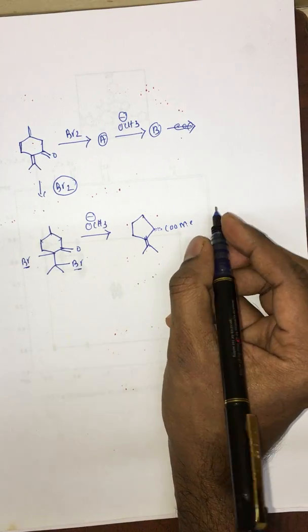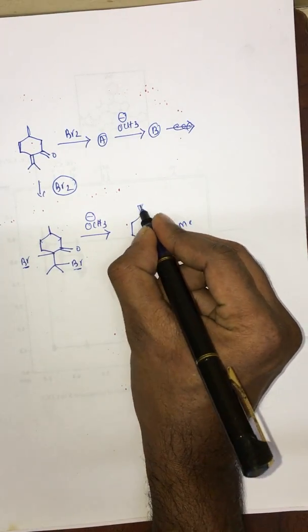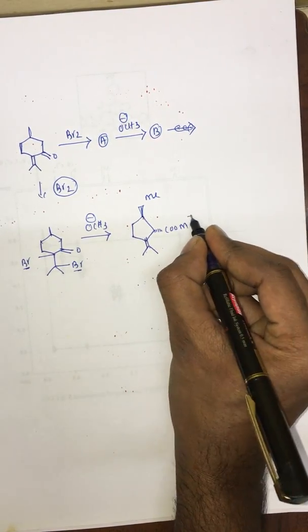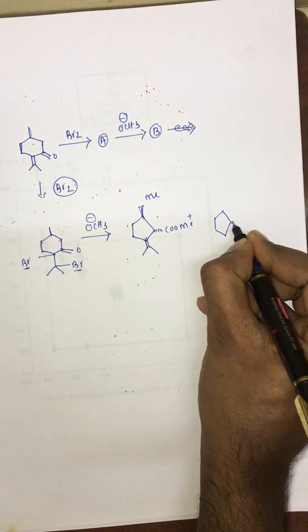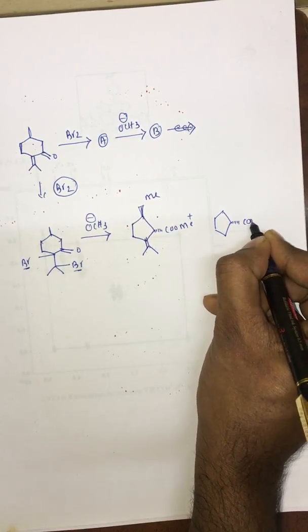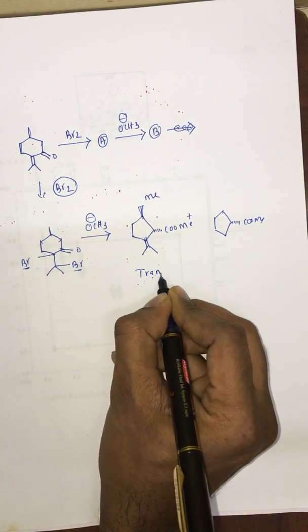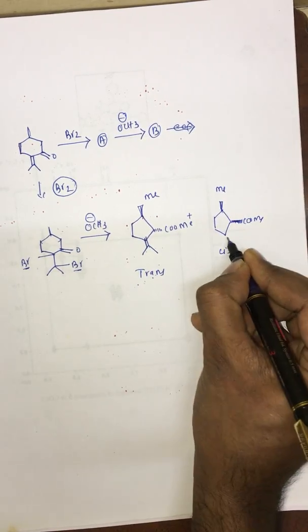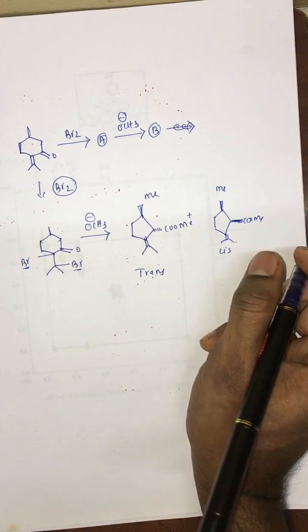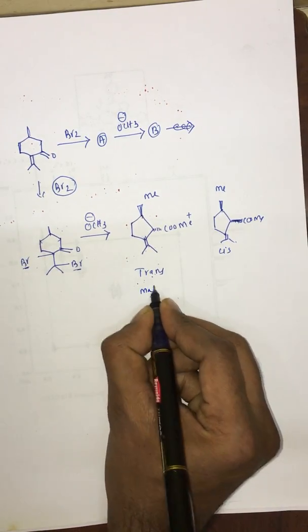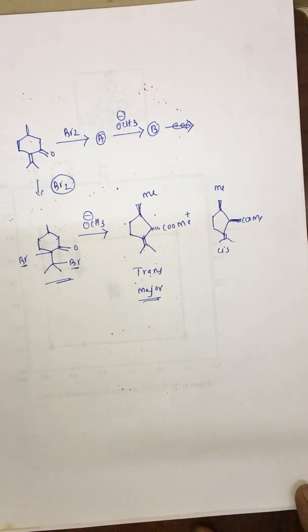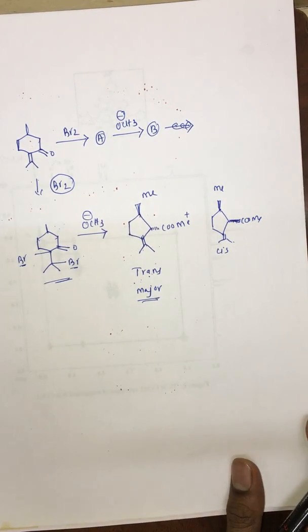So here two products will be obtained. One is cis and the other one is trans. Here trans is major. I did not write the mechanism here, I am directly writing the product. I have explained this mechanism before, I just practice the same mechanism here also.